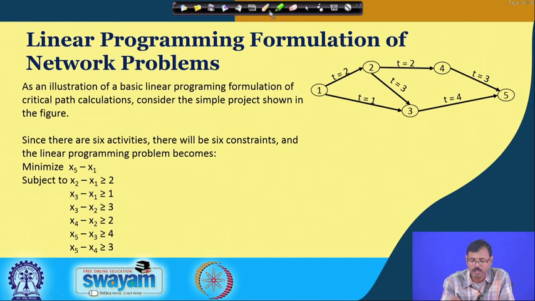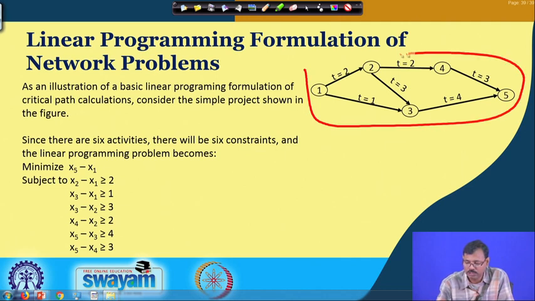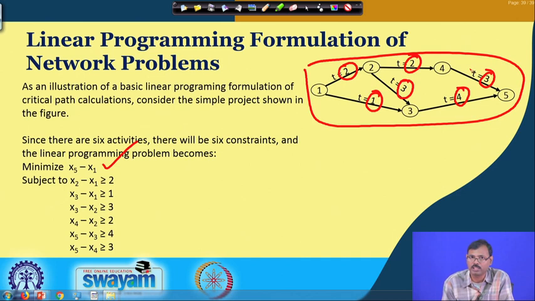Now, let us consider one particular example. This is a very short example with only x_1, x_2, x_3, x_4, x_5, and we have to minimize x_5 minus x_1 subject to: x_2 minus x_1 must be greater than or equal to 2, x_3 minus x_1 greater than or equal to 1, x_3 minus x_2 greater than or equal to 3, x_4 minus x_2 greater than or equal to 2, x_5 minus x_3 greater than or equal to 4, and x_5 minus x_4 greater than or equal to 3. So, we have formulated this.